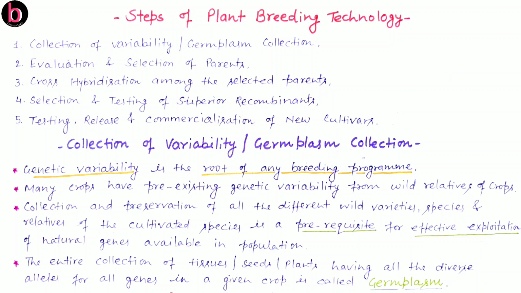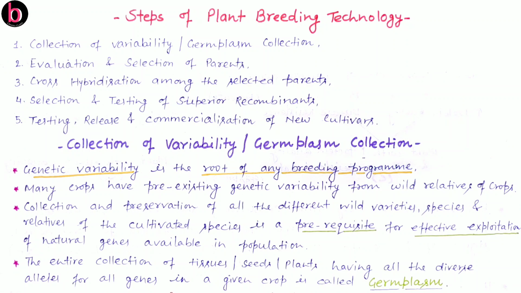First is the collection of variability, or germplasm collection. In NCERT the first line that is given is very important: genetic variability is the root of any breeding program. It means the more genetic variety or diversity we have, the more it will help us to achieve new cultivars or new varieties of crops. That's why this is the root of any breeding program.